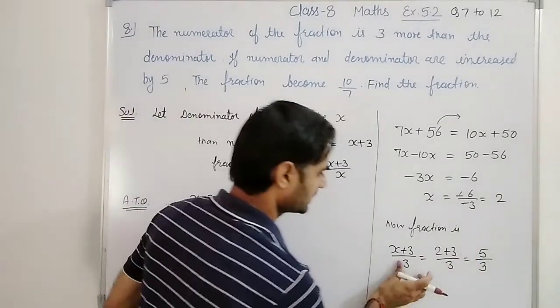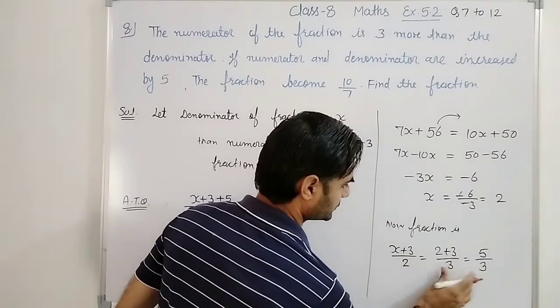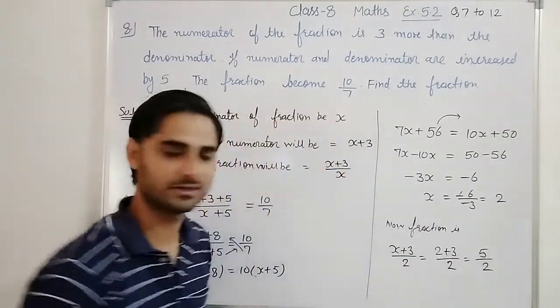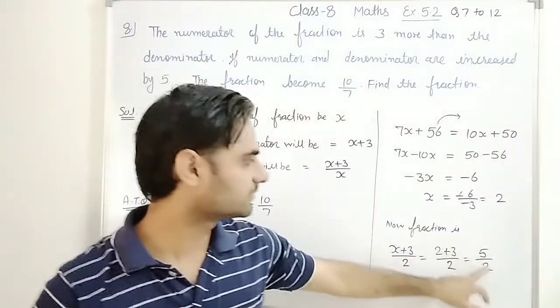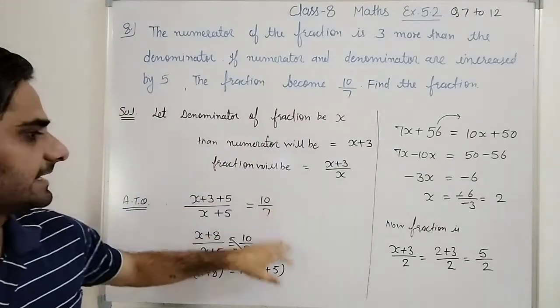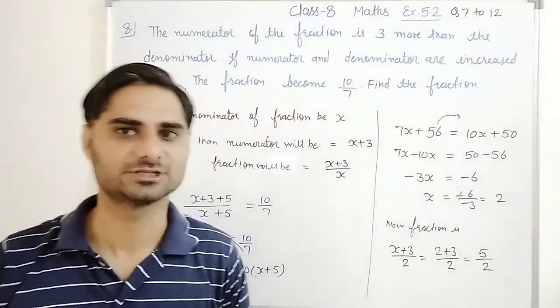Sorry, this is 2 now. X is 2. So this is 2. This is also 2, and this is also 2. So in which numerator is 3 more than the denominator. If we add 5 in both, we will get 10 upon 7. You can add and you can check.